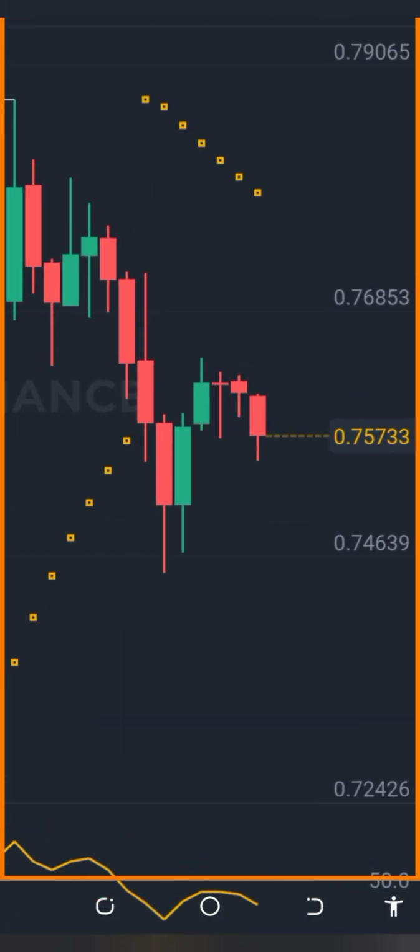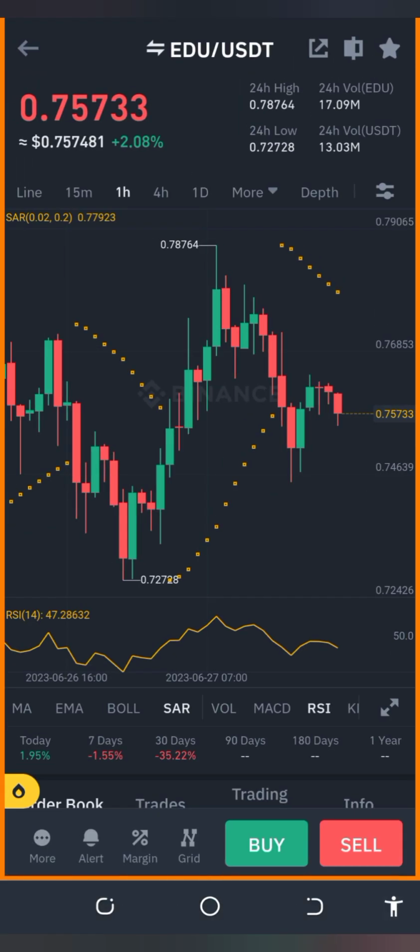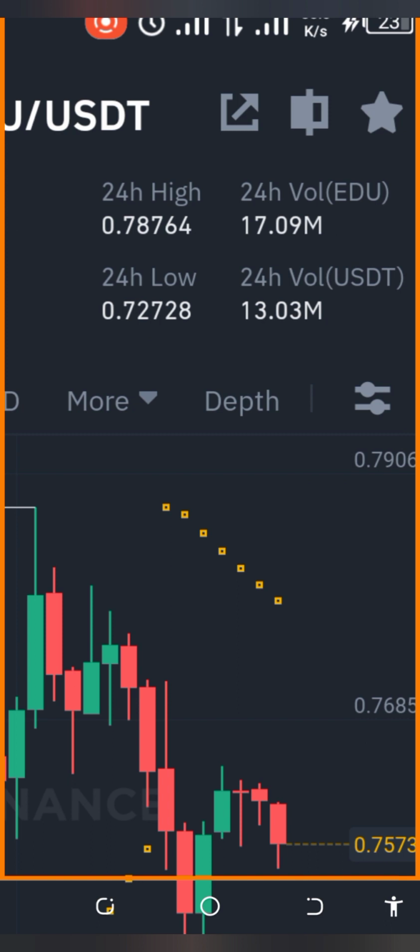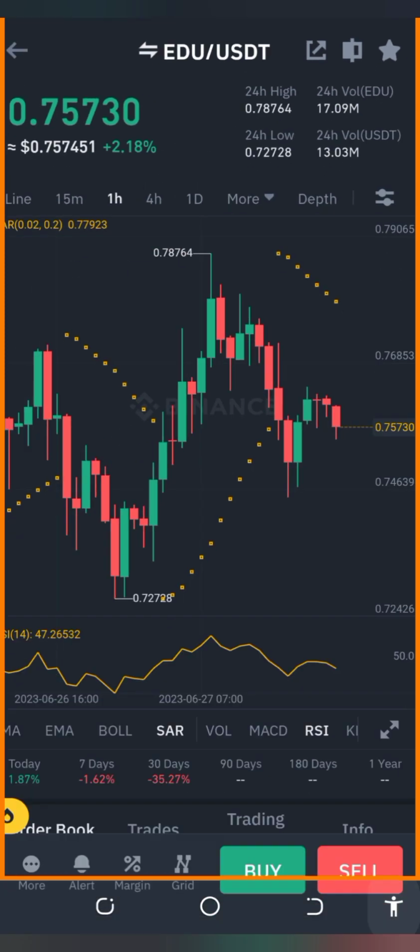So what do we have here? We've got two red candles. What we just need to do is check the 24-hour high, which is 0.78764. That's the highest it went to in the past 24 hours. And the lowest it went to in the past 24 hours was 0.72728. Taking a look at the liquidity, we have 13.0 million USDT. It looks a bit small, but it's okay. It's not that small. It's still okay, so we can get into what we need to do.